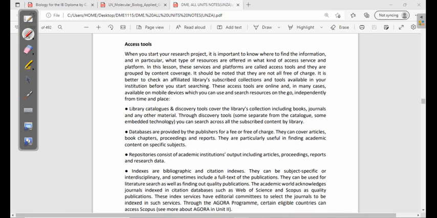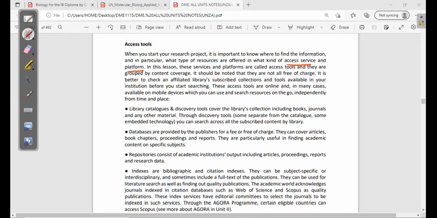Just talking about that is what we call access tools. Access tools are simply where we are able to get to access information. So in this lesson, these services and platforms are called access tools. So what are these we are referring to? Access services and platforms: what type of resources are offered in what kind of access tools, access services and access platforms.